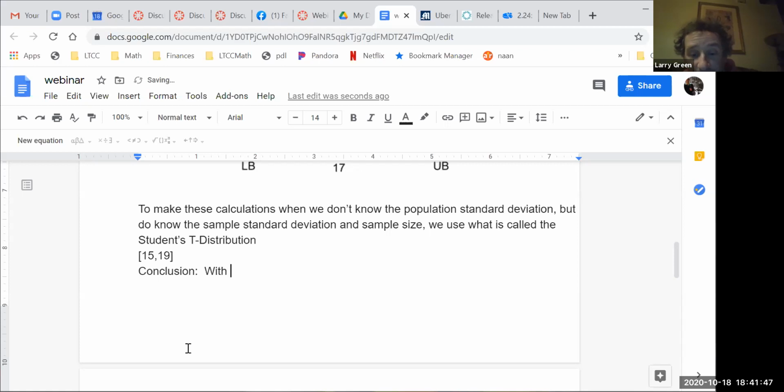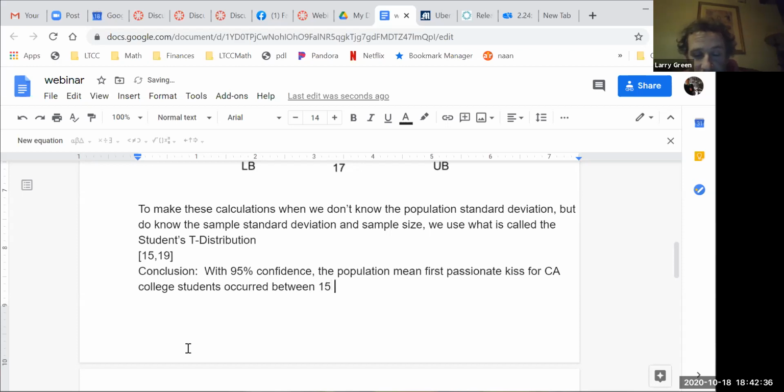So with 95% confidence, actually, let's write this down: the population mean first passionate kiss for, I'm going to write California college students, occurred between 15 years and 19 years old.